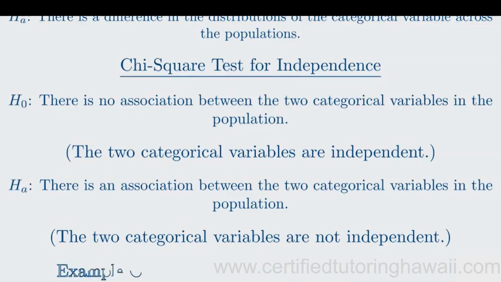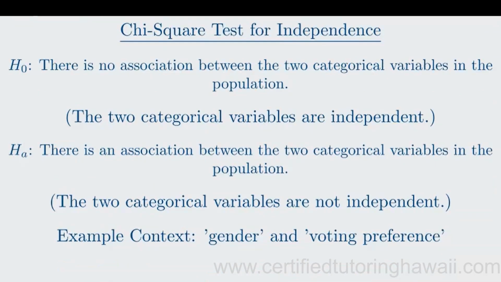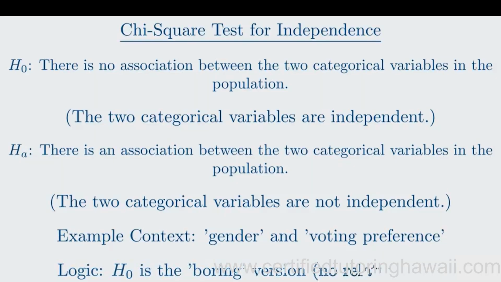Instead of just saying the variables, you should name them, like gender and voting preference. Think about the logic here. The null hypothesis is always the boring version where nothing special is happening. No difference, no association, no relationship. The alternative is that there is something interesting going on in the data.